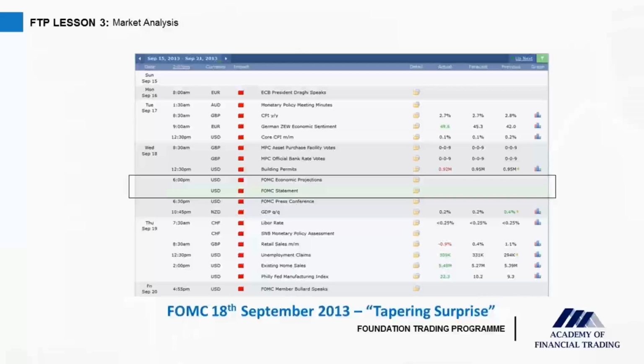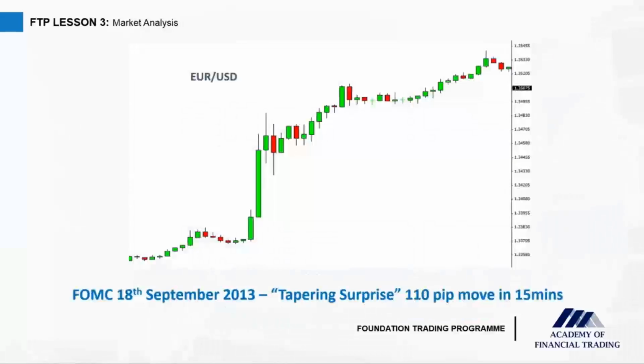On this 5-minute euro dollar chart, we saw a 110 pip move in 15 minutes flat, with another 60 pip run over the next couple of hours. For those of you who are interested, they did finally start the taper, but they tapered by 10 billion on December the 18th, 2013, some 3 or 4 months later. So that's another example of the impact that these things can have on the financial markets.